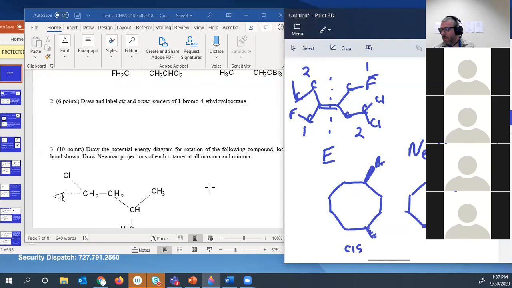And whoops, we want cis, so it has to be pointing out of the page as well. So that'll be 4-ethyl pointing out of the page. And the trans is just going to have one of those as pointing down. It doesn't matter which. So I'll do the same thing. And the cis, 1, 2, 3, 4. The cis is the same. So that'll be trans. All right. Any questions about that? So that's for number 2.